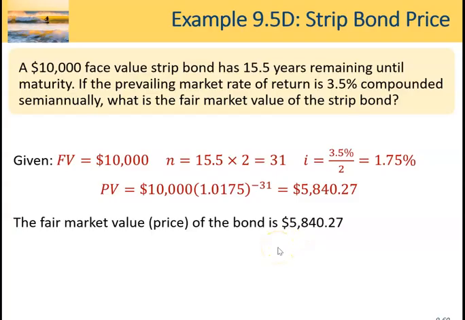So a fair market value of the bond, if we were to buy it today and it matures in 15.5 years with a 3.5% compound semi-annually.